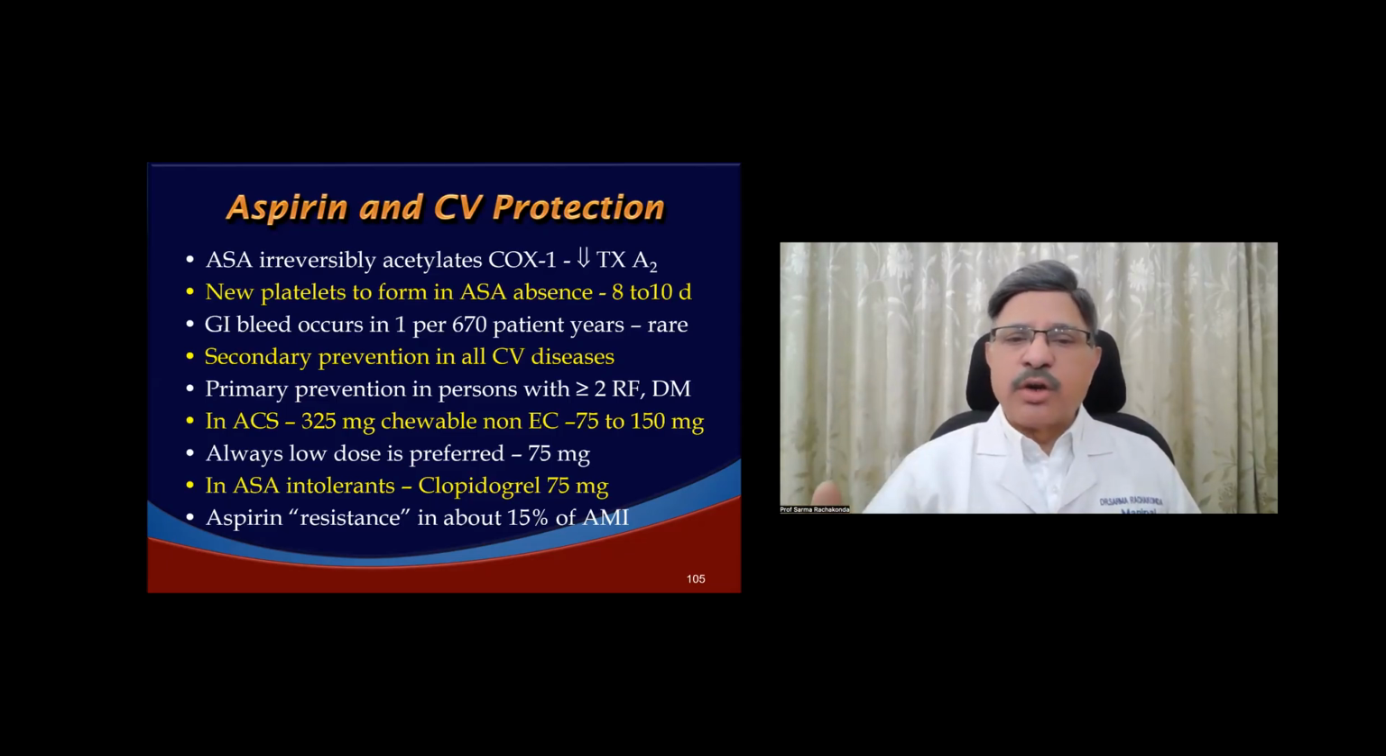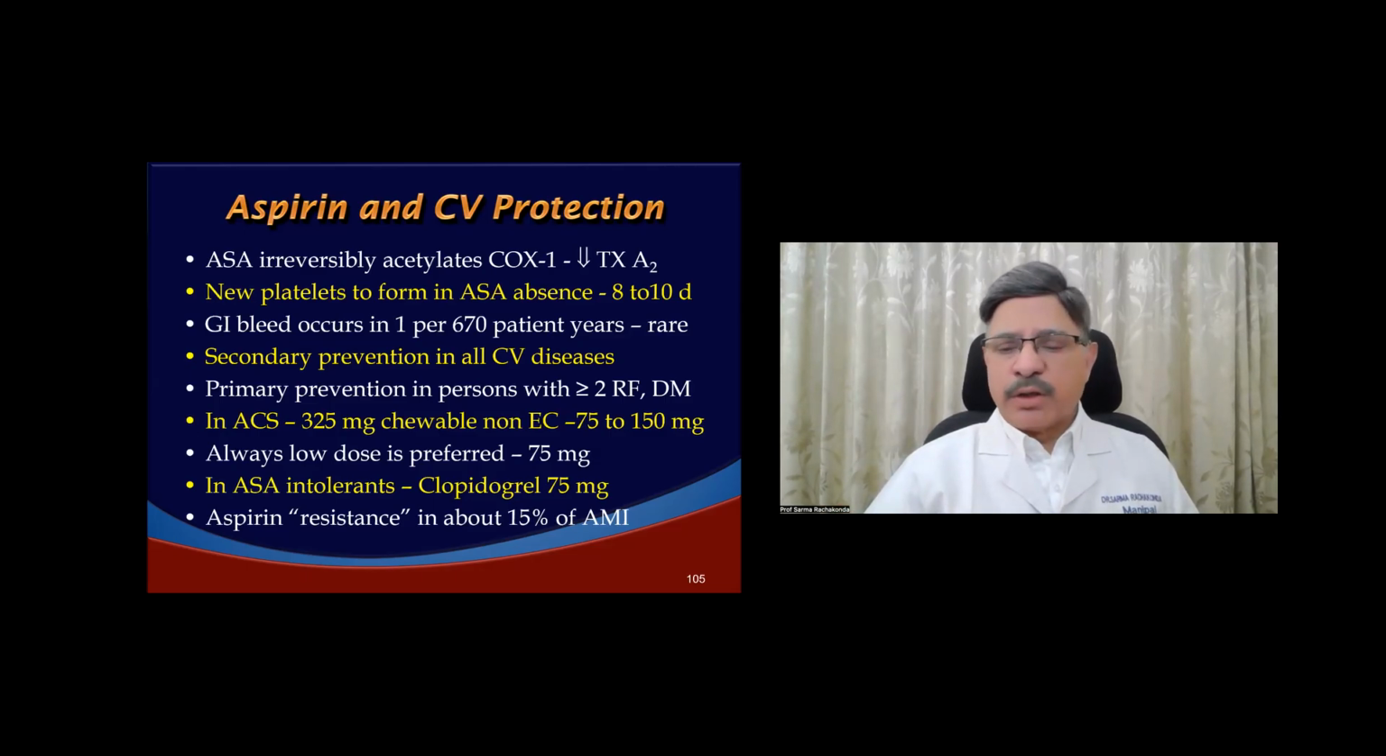In acute coronary syndrome, the dose is 325, non-enteric coated. Enteric coated is available as 75 and 150. You can powder it and give it. For maintenance, 75 milligrams to 150 milligrams is preferable. In aspirin intolerant patients, clopidogrel 75 milligrams should be given. Remember, there is a phenomenon called aspirin resistance. In 15% of acute myocardial infarctions, aspirin will not work because they are resistant to aspirin.